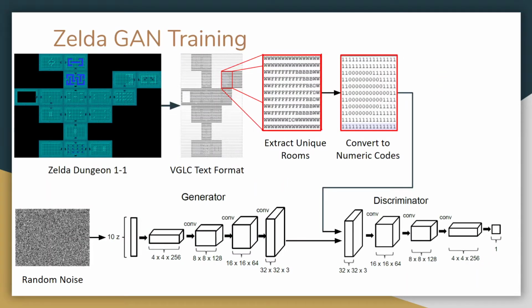Now the other domain that we trained in was Zelda, and so we used the data from the original Legend of Zelda video game for the Nintendo. This is the first dungeon in the game, and this is the video game level corpus representation of that dungeon. And in this domain, we train on individual rooms. So the purpose of the GAN here is to generate not a whole dungeon, but to generate a single room.